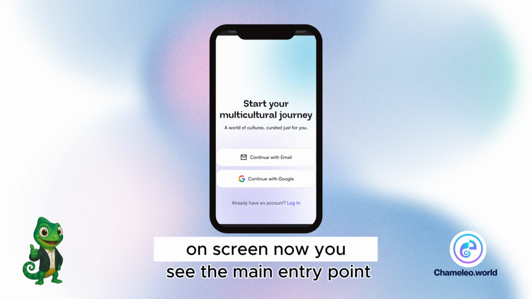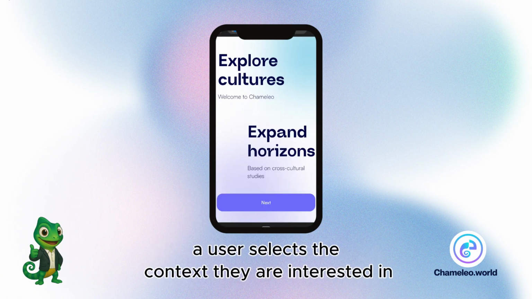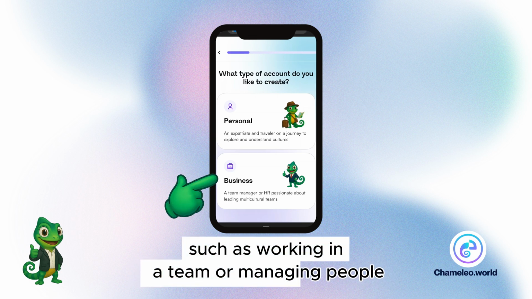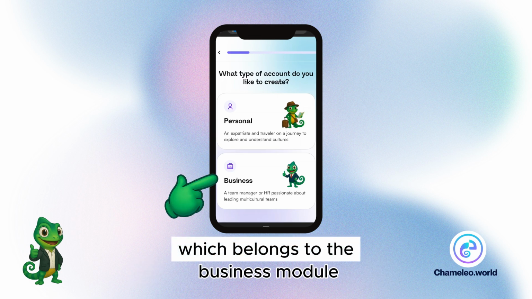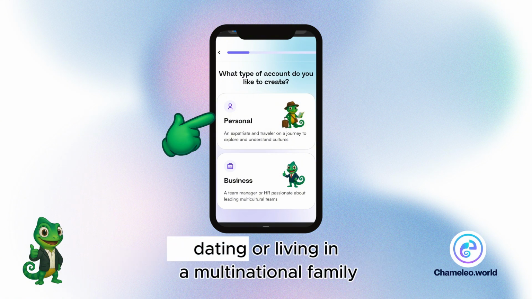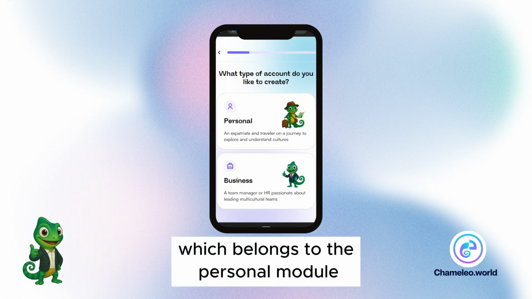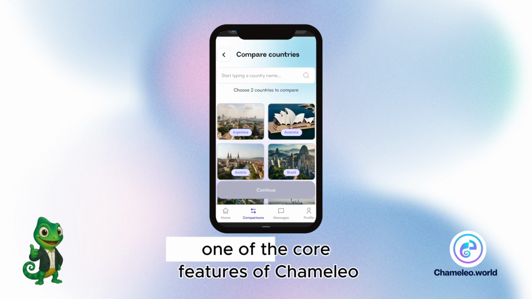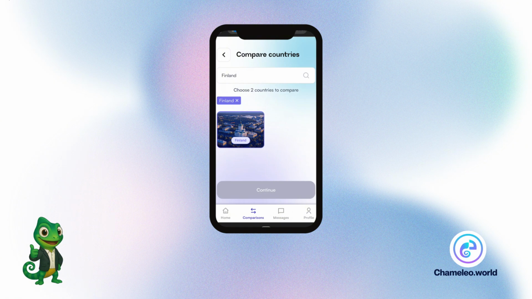On screen now, you see the main entry point. A user selects the context they are interested in, such as working in a team or managing people, which belongs to the business module, or navigating everyday communication, dating, or living in a multinational family, which belongs to the personal module.